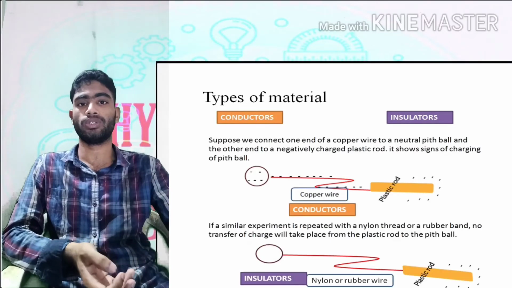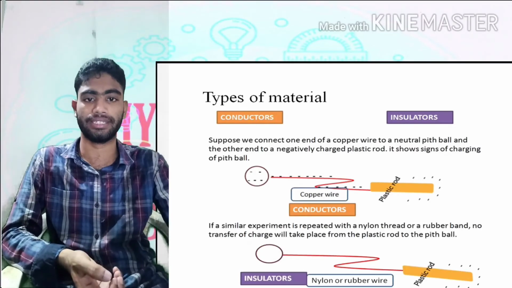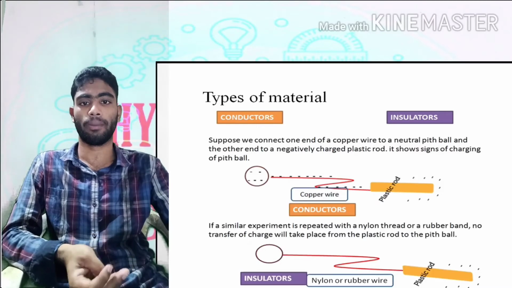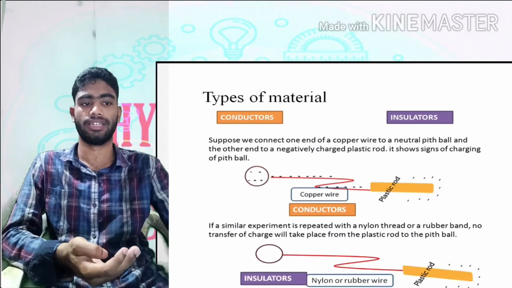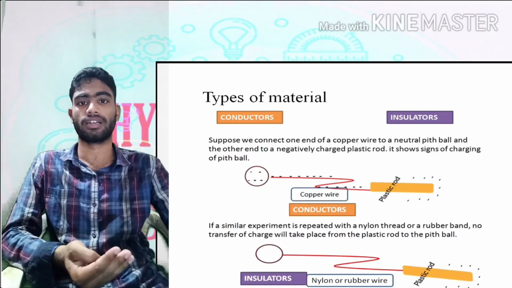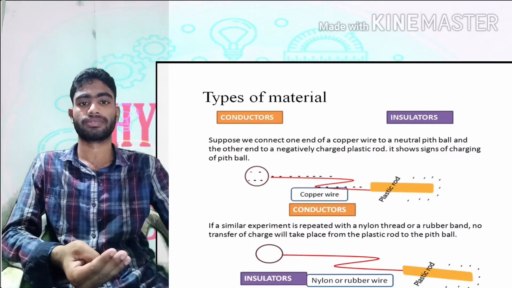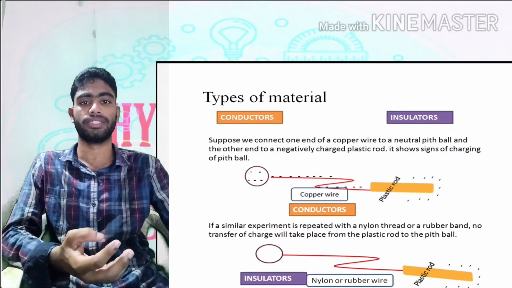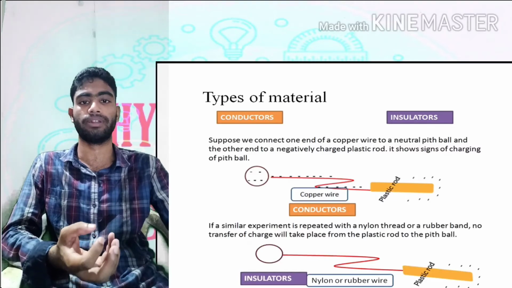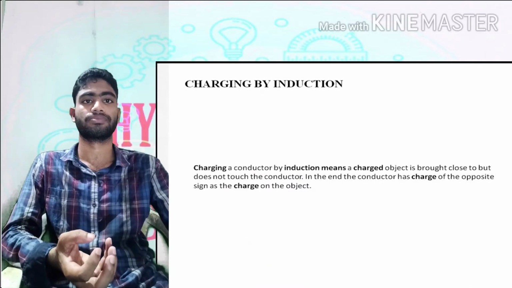So basically there are two types of material we find in our day-to-day life. Copper, iron and gold are all called conductors, and these all have a property to transfer charge. But nylon, rubber and wood are called insulators. They will not transfer electricity.